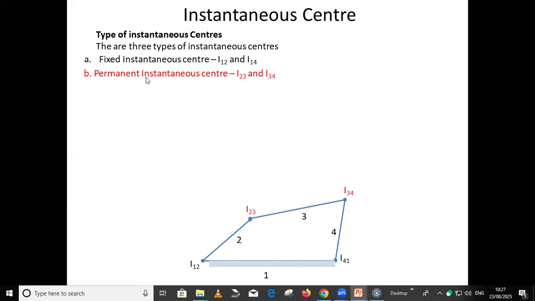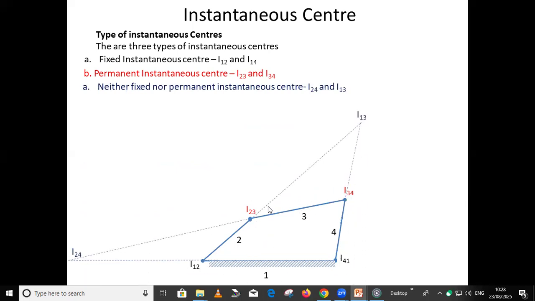Permanent ICRs means ICRs which are available on intermediate linkages. These are the permanent ICRs. And there is one more type, neither fixed nor permanent ICRs, which we need to determine to find out the relative motion between the intermediate linkages. Okay. And these ICRs are nothing but I24 and I13.